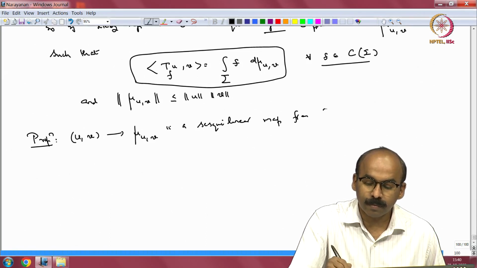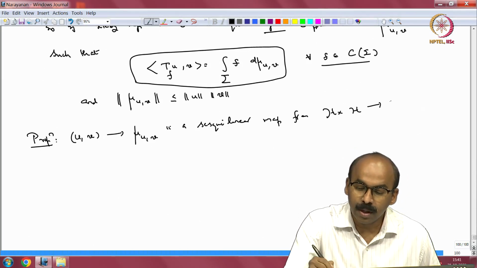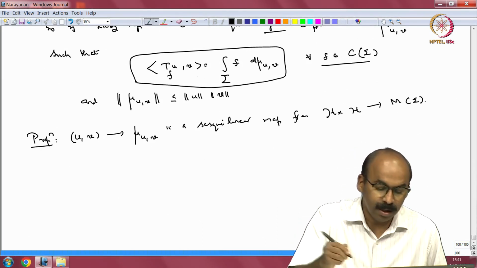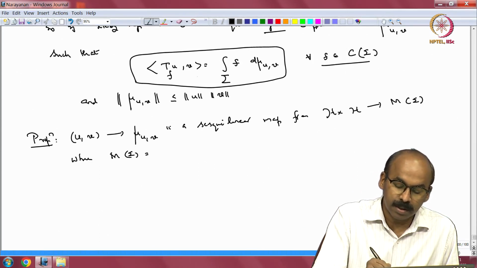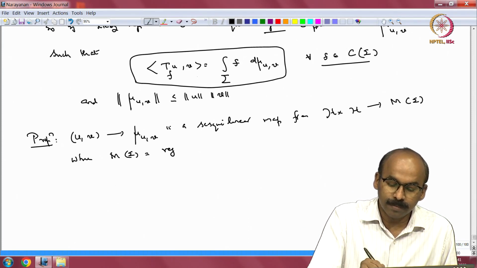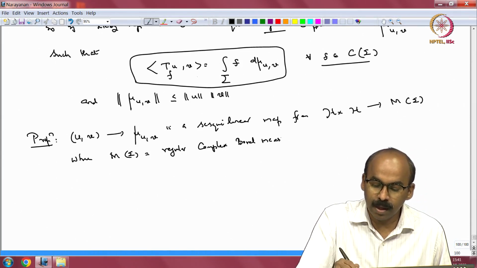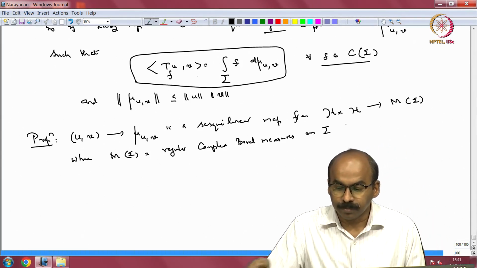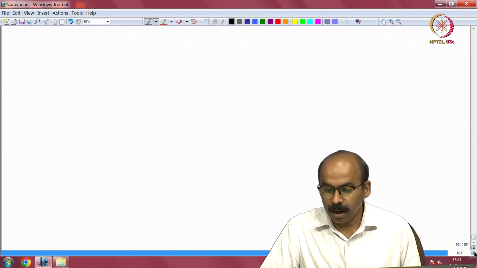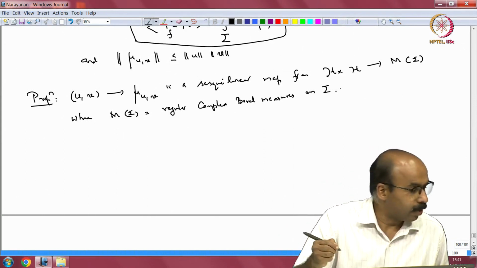from H cross H, right, so U and V, to M of sigma. What is M of sigma? These are measures, right, where M of sigma is the collection of regular complex Borel measures on sigma, okay. Well, the sesquilinear property is sort of straightforward, okay.